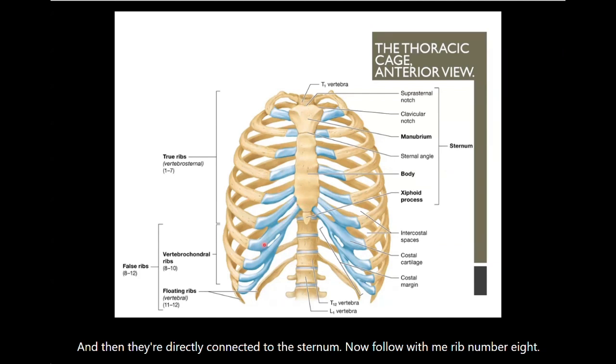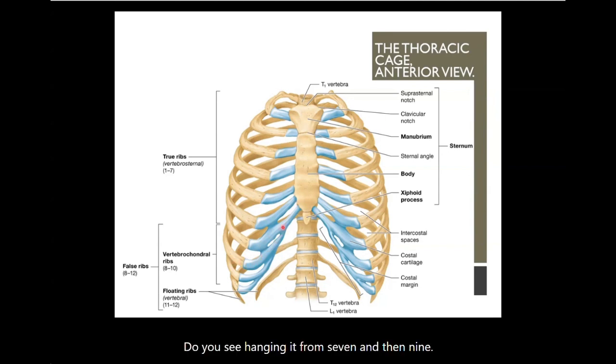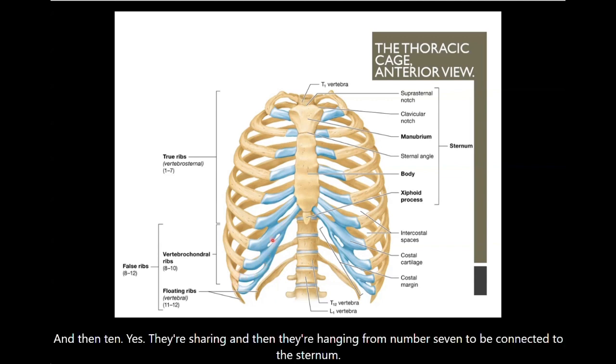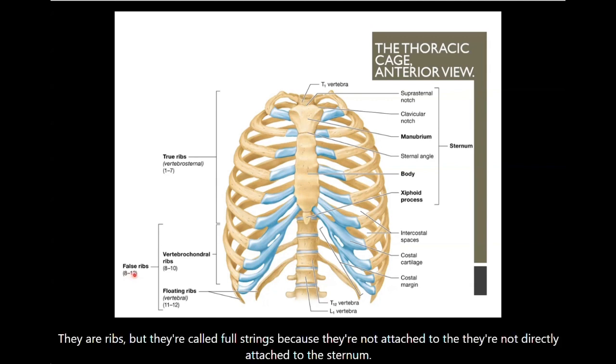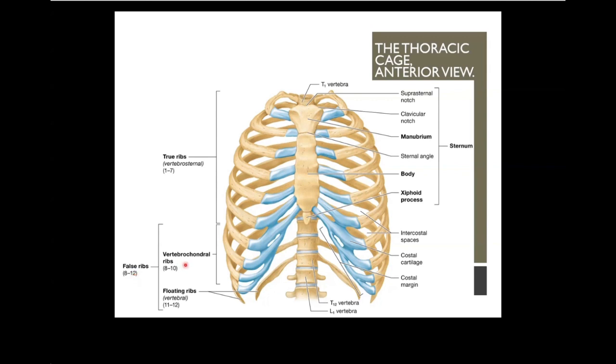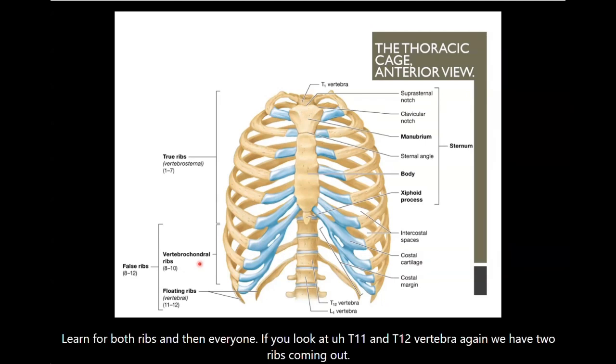Now, follow with me. Rib number 8, do you see it hanging from 7, and then 9 and then 10? Yes, they're sharing and then they're hanging from number 7 to be connected to the sternum, right? So these are part of the false ribs. They are ribs, but they're called false ribs because they're not directly attached to the sternum, okay? So these are called the vertebrochondral ribs, or just learn false ribs.